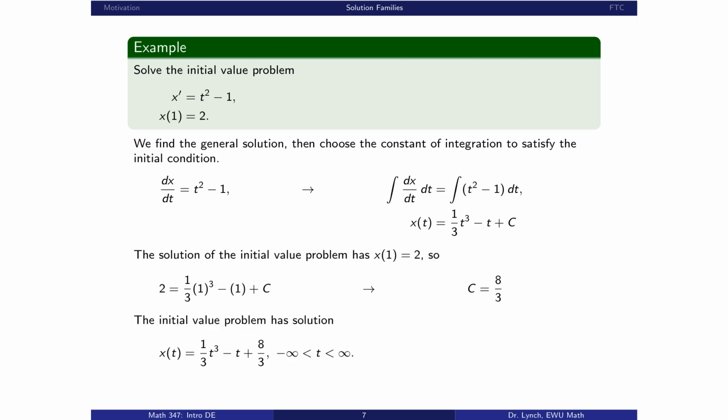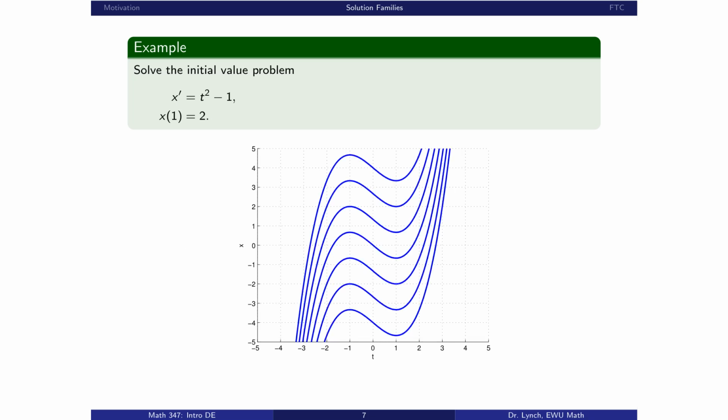So here we see a substitution of t equals 1 and x equals 2 into this general solution of the differential equation. And just a little bit of fraction algebra gives us c equals 8/3. So here's the solution of the initial value problem, 1/3 t cubed minus t plus 8/3. Of course, this function is differentiable for all t, so the interval of existence is all t from minus infinity to infinity. For what it's worth, here is the solution family.